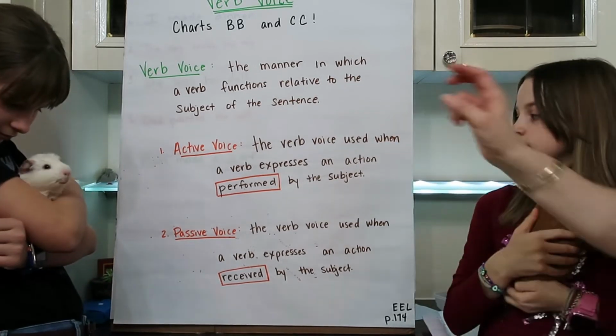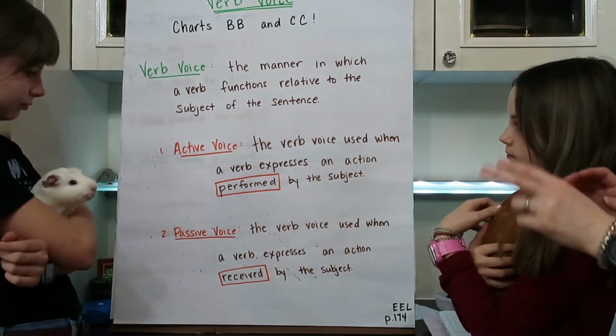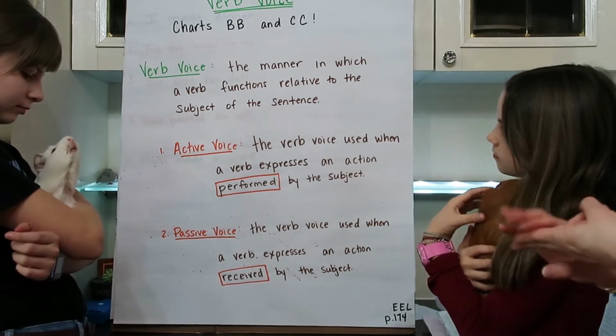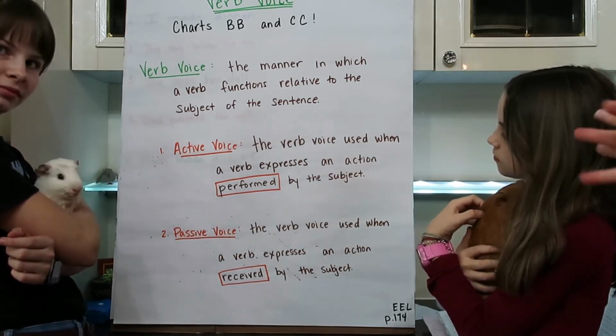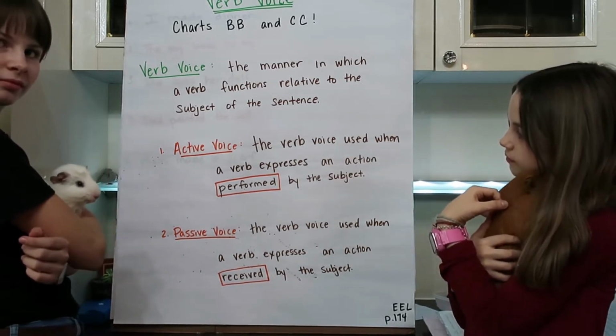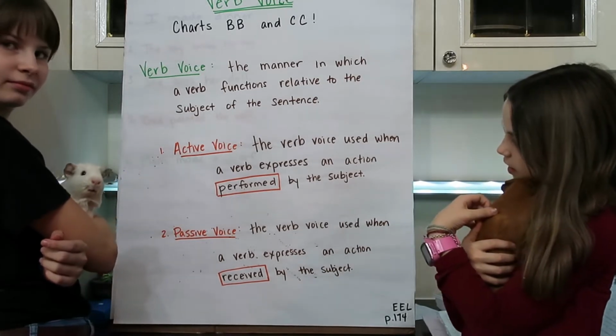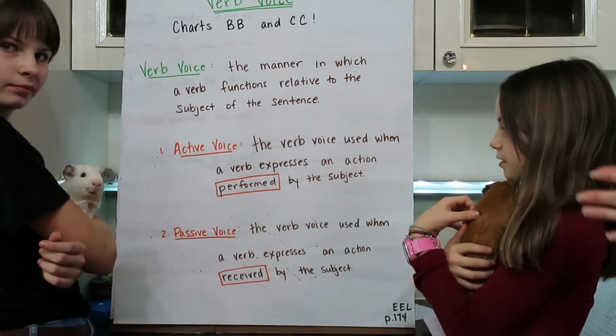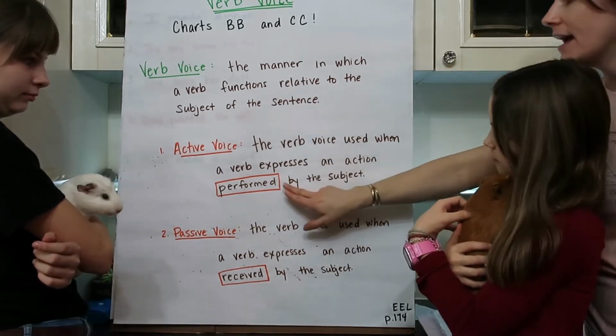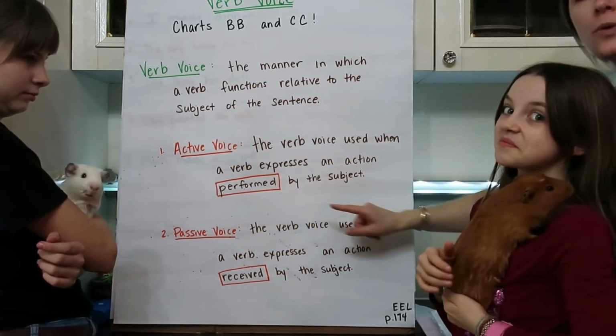Lily. Well, first, before Lily reads that, there are two types of voice. There's an active voice and a passive voice. Lily, can you read the definition of active voice? The verb voice used when a verb expresses an action performed by the subject. Good. So notice the big word I have blocked off here is performed.